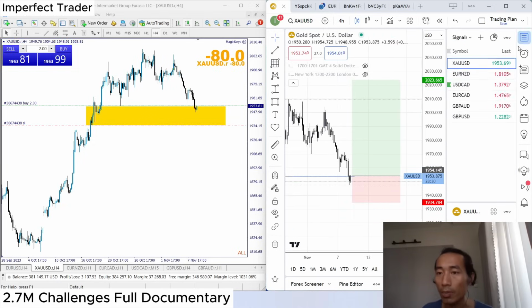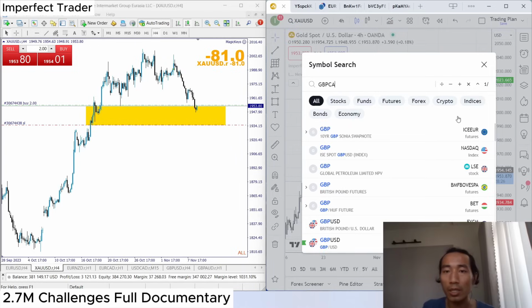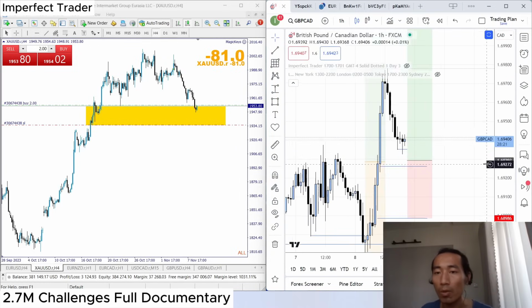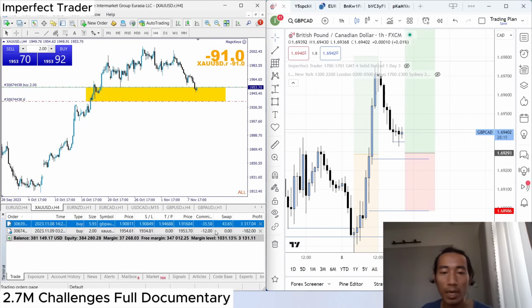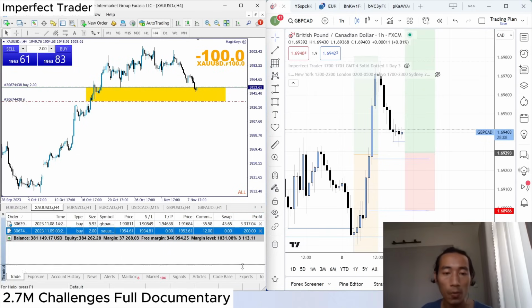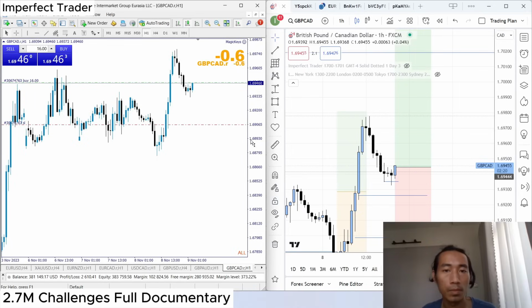I'm watching another pair, GBP CAD. I'm waiting for some signal to actually execute this trade as well. So we have two open trades. Let's see if we can get another trade. One trade is at break even and one trade is just open on gold. See you. All right, YouTube.